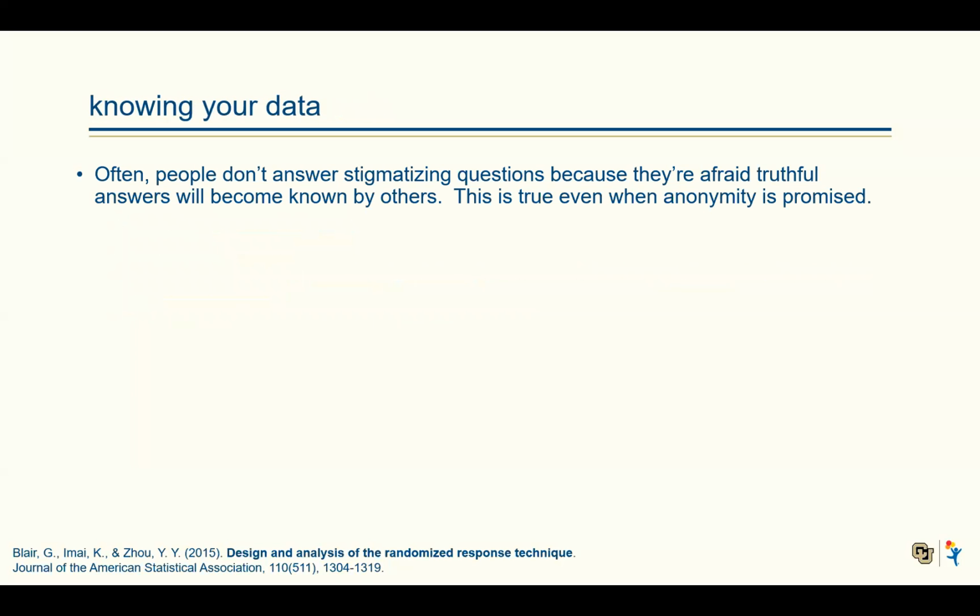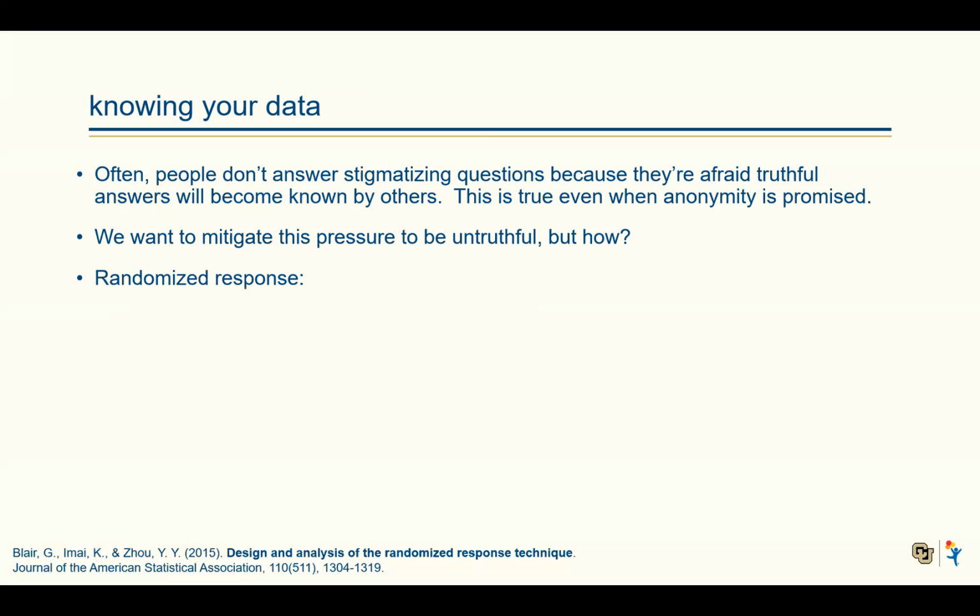So let's think about how a randomized response, which I haven't really described yet, might help. Why are people answering in a biased way? And why would something like a randomized response help people? Often people don't answer a stigmatizing question truthfully because they're afraid that, even though you've promised anonymity, the truth will get out and their response will become known. So we want to mitigate this pressure to be untruthful, but how do we do that?